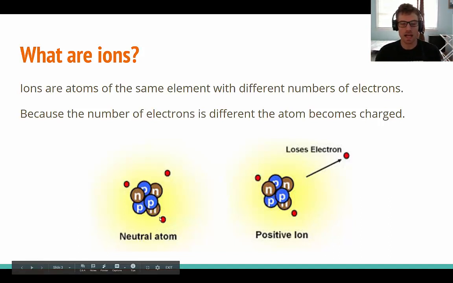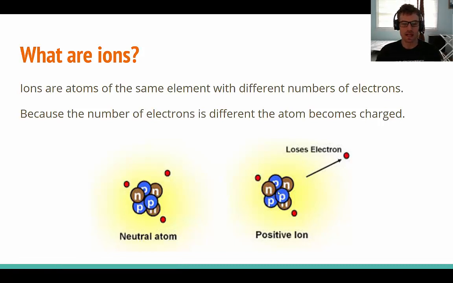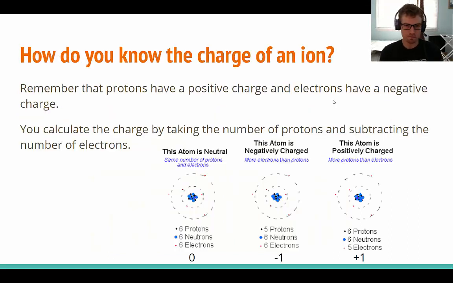So when an atom loses an electron, right, now the nucleus has, in this case, 3 protons. When you lose an electron, now there's only 2 electrons. You have 3 protons, 2 electrons. Protons are positive, electrons are negative. Overall, it's going to become a positive charge. Let's take a look at a couple more examples.